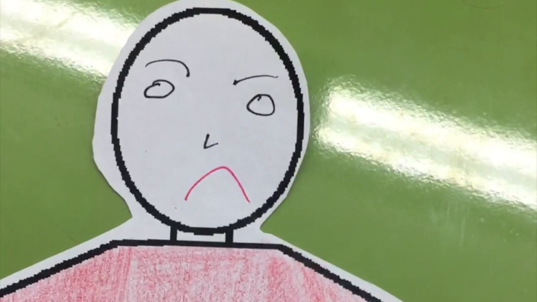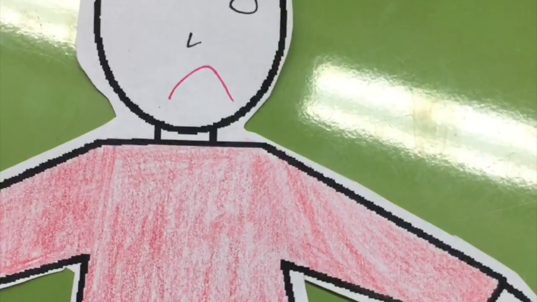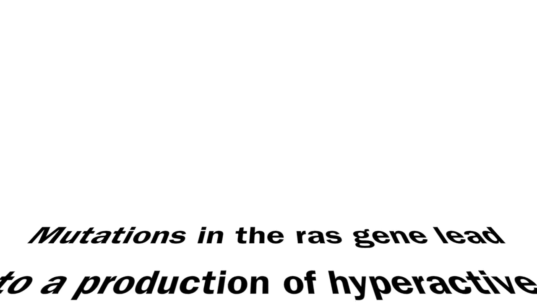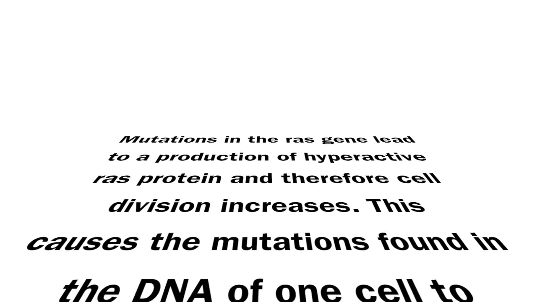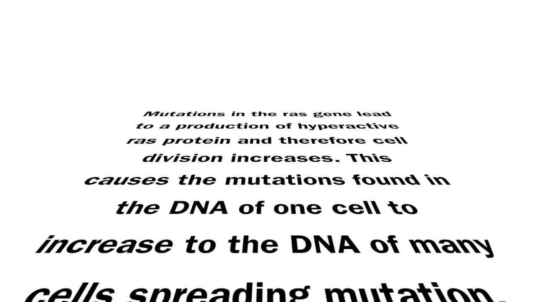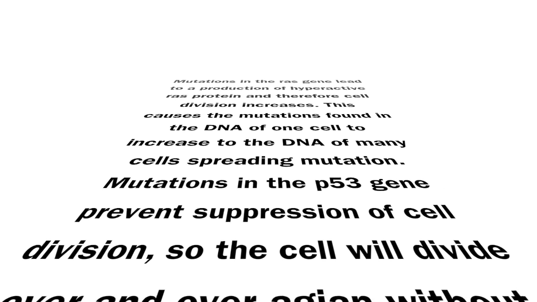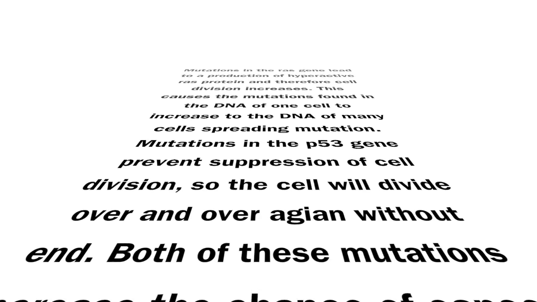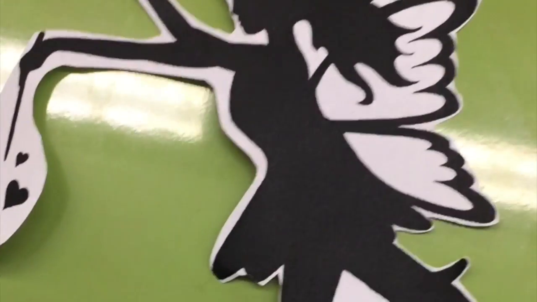Apologies, Beles. I read something earlier today about the RAS proto-oncogene and the P53 tumor suppressor gene. What are those? Mutations in the RAS gene lead to production of hyperactive RAS protein, and therefore cell division increases. This causes the mutations found in the DNA of one cell to be passed to the DNA of many cells, spreading mutation. Now, mutations in the P53 gene prevent suppression of cell division, so the cell will divide over and over again without end. Both of these mutations increase the chance of cancer and are commonly found in those with cancer. Multiple of these mutations are needed for serious cancer to exist.